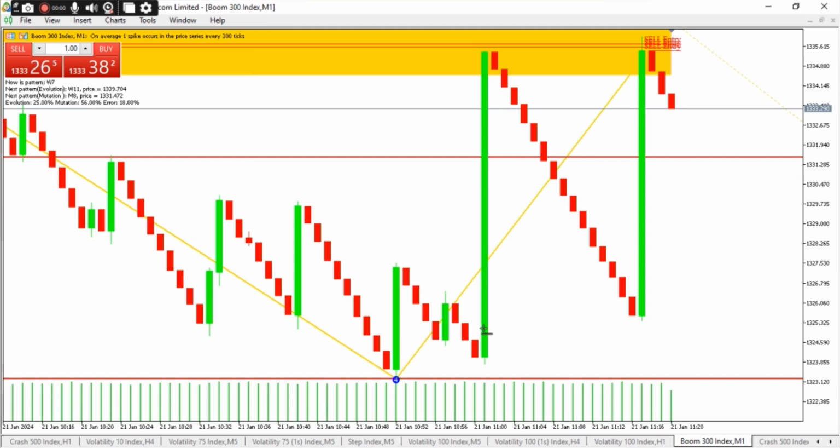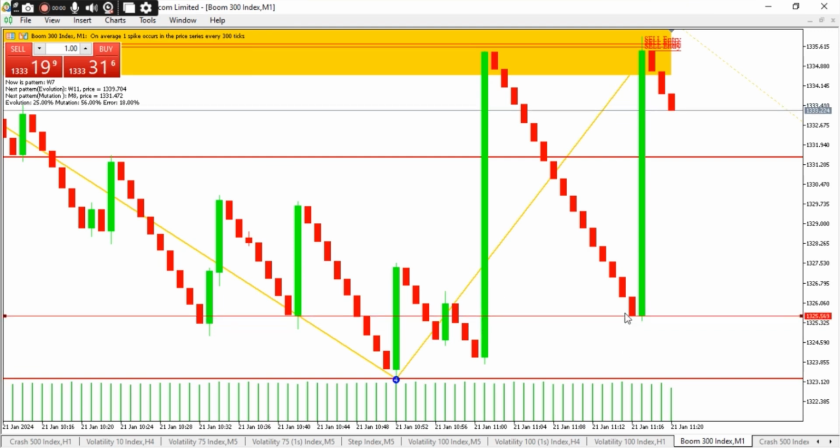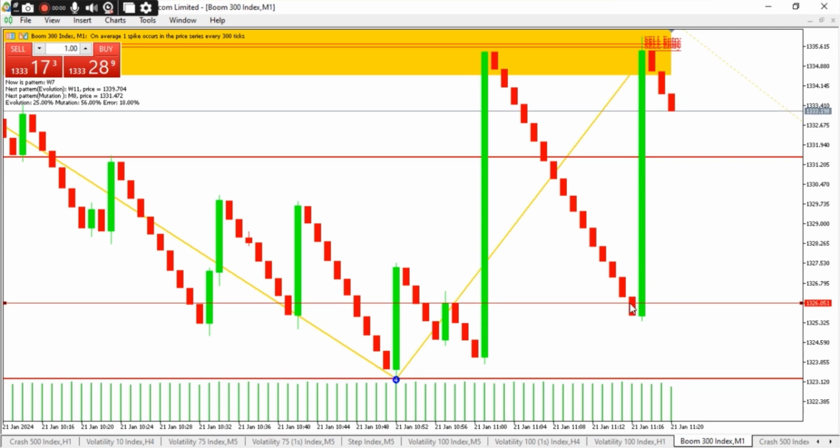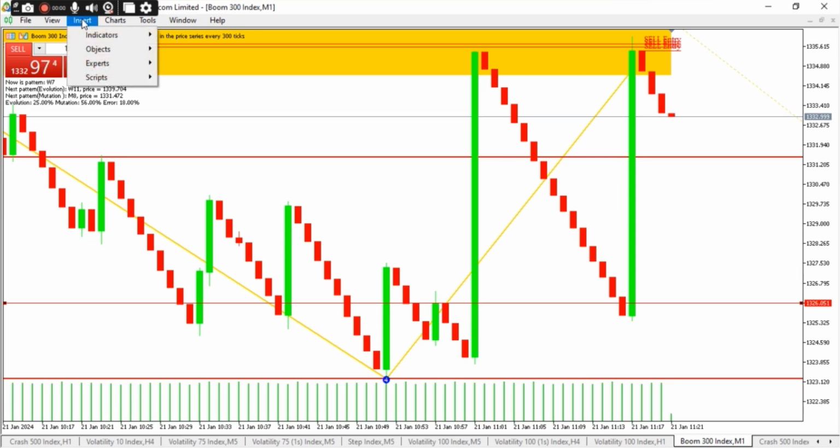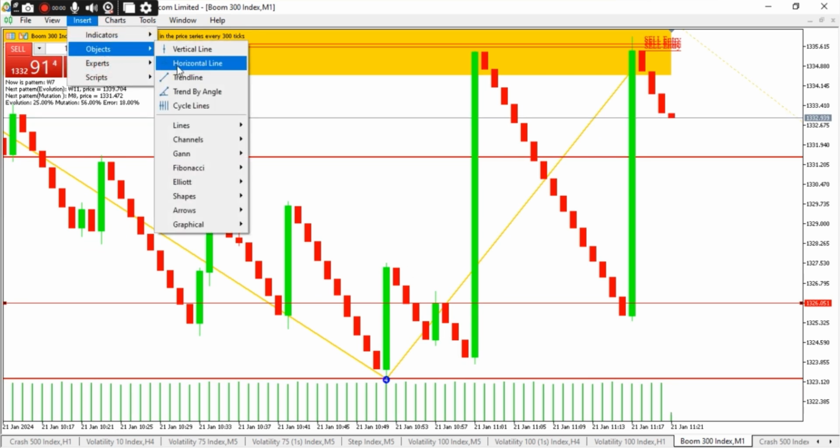Object, horizontal line. So I'm going to draw my horizontal line basing on the last spike. This is our previous spike. We can see that we have many order blocks. We have this order block, this order block, this order block, this order block, this order block. So you wait for it to pull back until it reaches the previous point where the spike occurred. So you can also draw a trend line so that you can see.